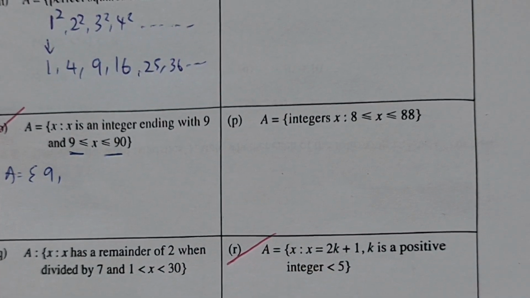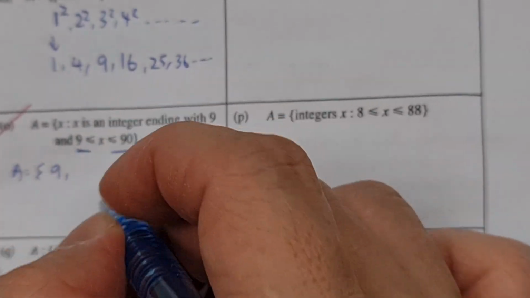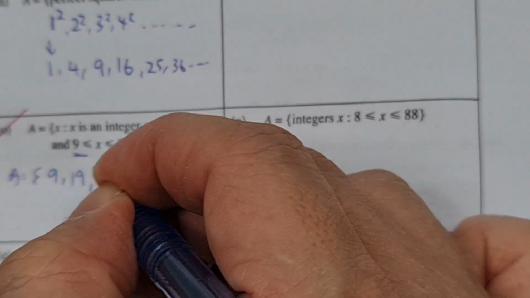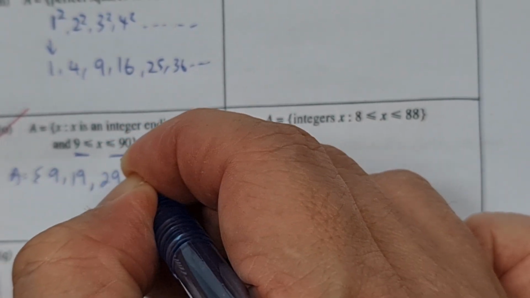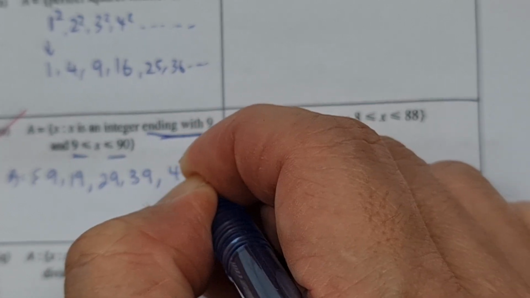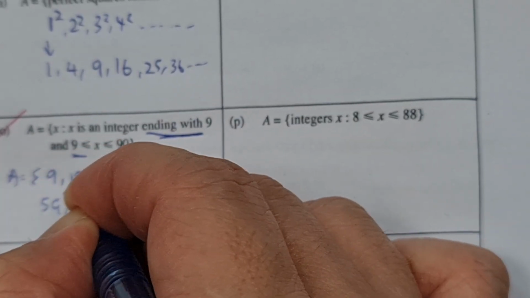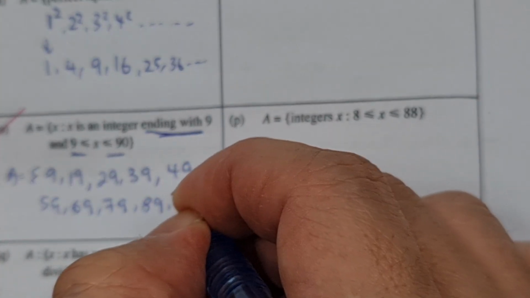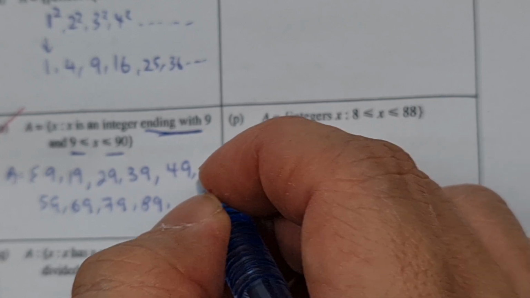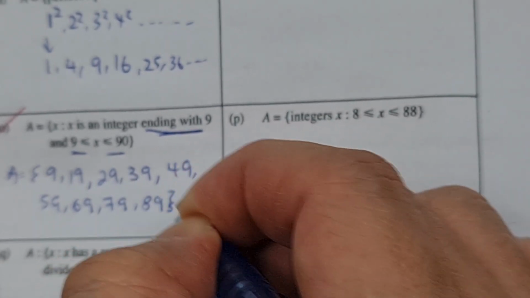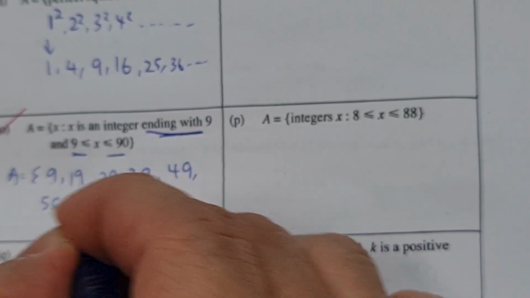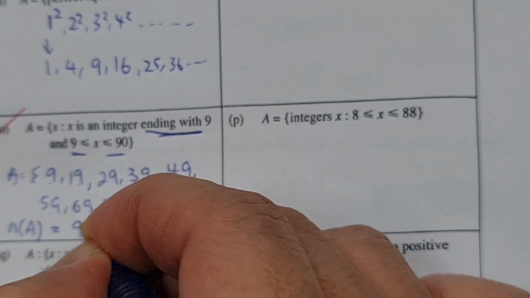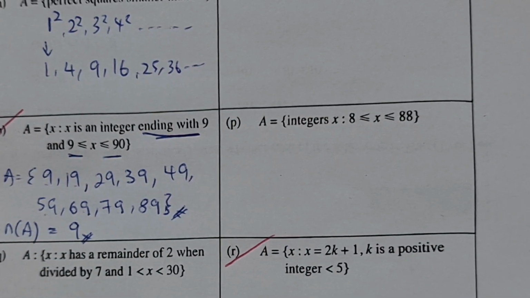Can you shout out all the possible numbers? 9? Anyone? Next will be ending with a 9. 19, thank you. 19 and 29 and 39, 49, 59, 69, 79, 89, and any more? 90, do we include? No, ending with a 9, so 90 is starting with a 9, so we don't include that. So 1, 2, 3, 4, 5, 6, 7, 8, 9. So the number of elements in A will be 9. Okay, so that will be this question.